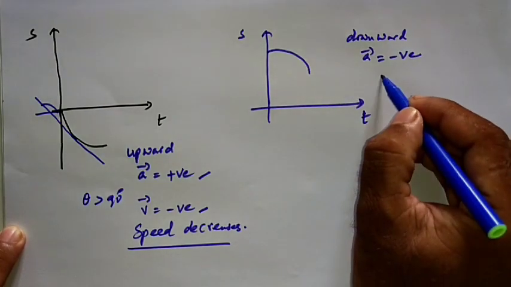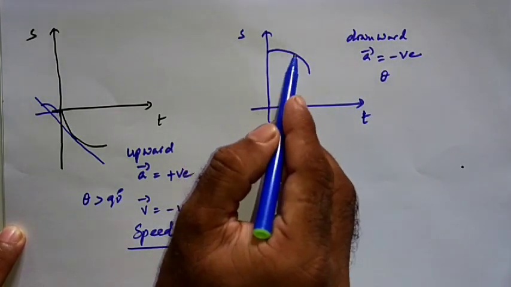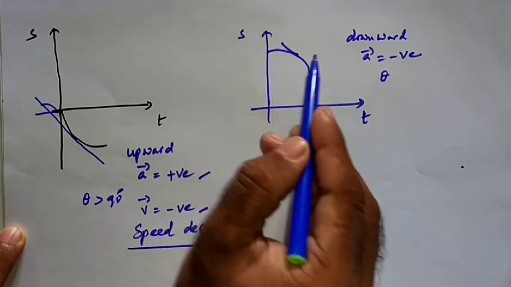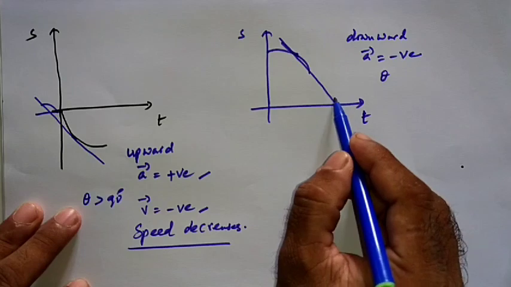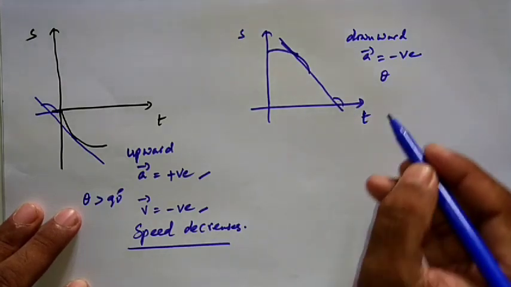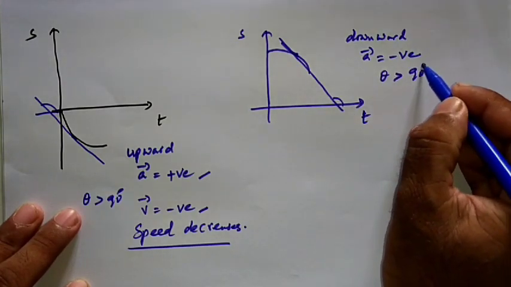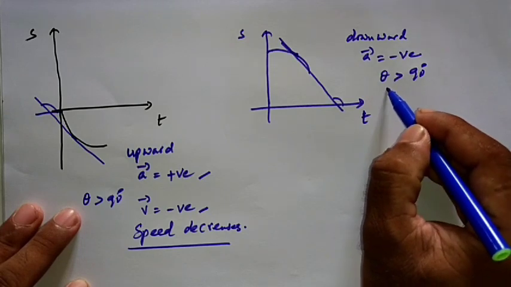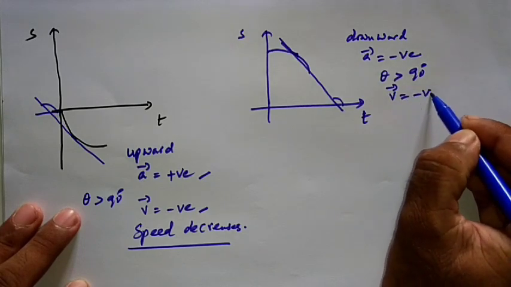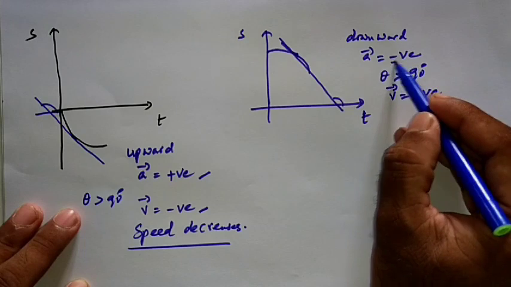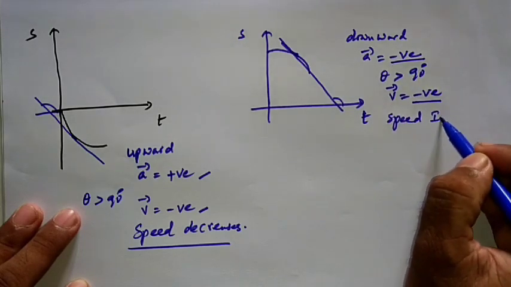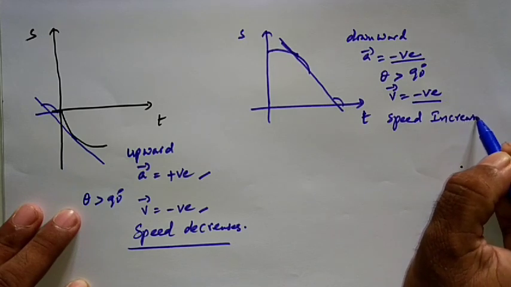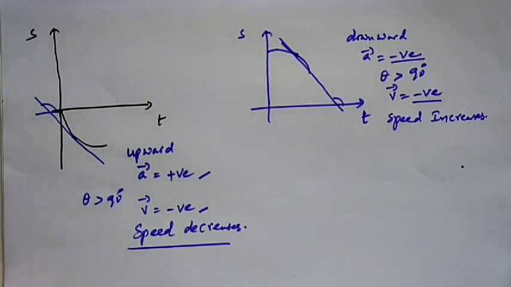Now theta. Draw a tangent at this point onto the time axis. Is this greater than 90 or less than 90? Greater than 90 degrees. Then what about velocity? Velocity is negative. See that this is negative, this is negative. What about speed? Speed increases. How simple? Very easy.